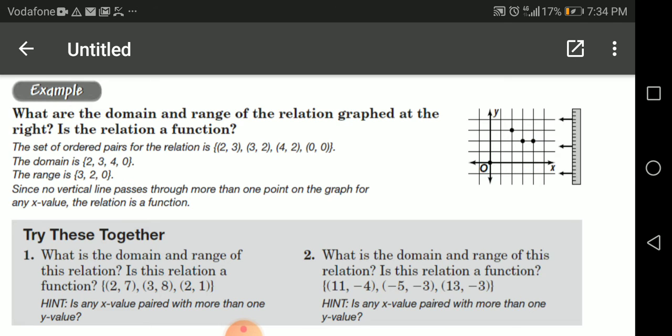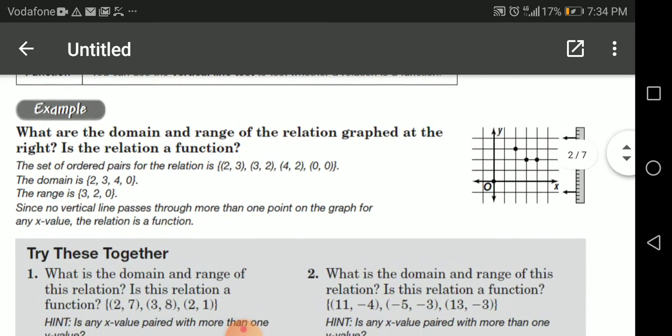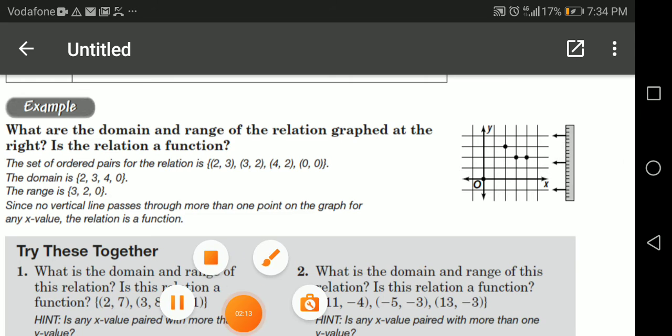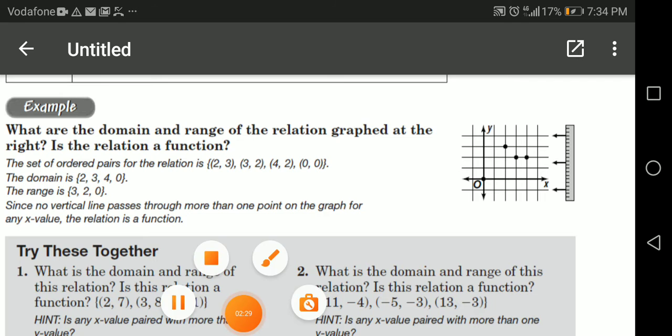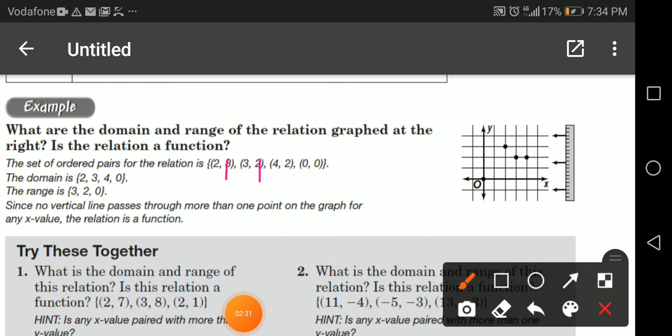After plotting and writing all the ordered pairs of the given dots here, I want the domain, the x-axis here. So it will be 2, 3, 4 and 0. So this is our domain. The range is what? The range is for the y coordinates. So 3, 2, 2 repeated, so write just 2, then 0, 3, 2, 0. This is very easy. Remember, domain for x and range for y.